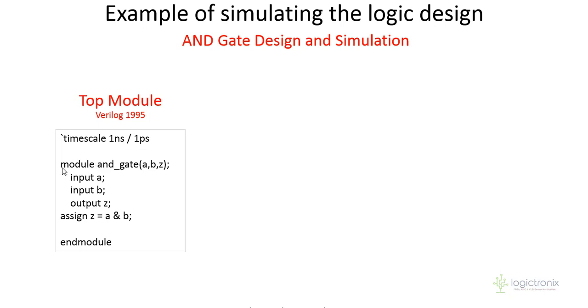So we have the very basic module, and the module name is AND gate, and the parameters for AND gate are A, B, and Z. All the orientation of A, B, and Z are listed here. So input A, input B, output Z, etc.